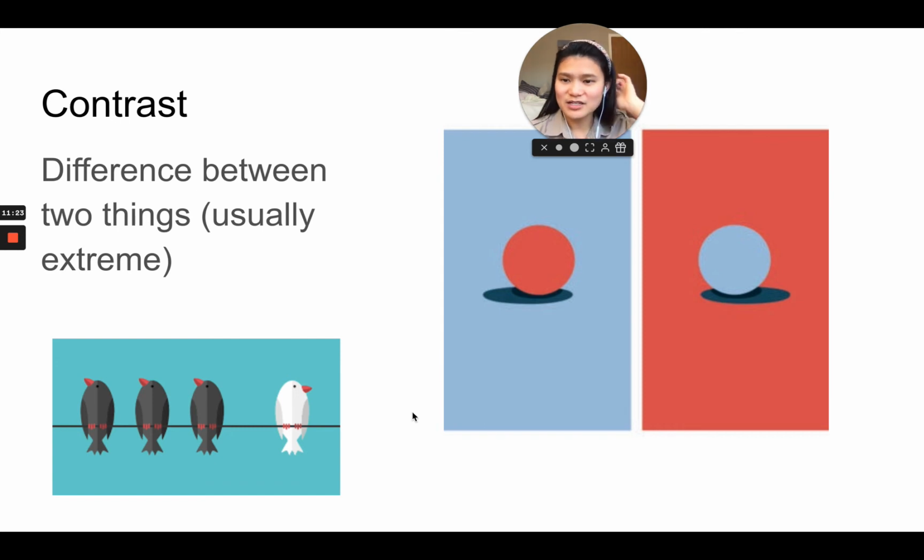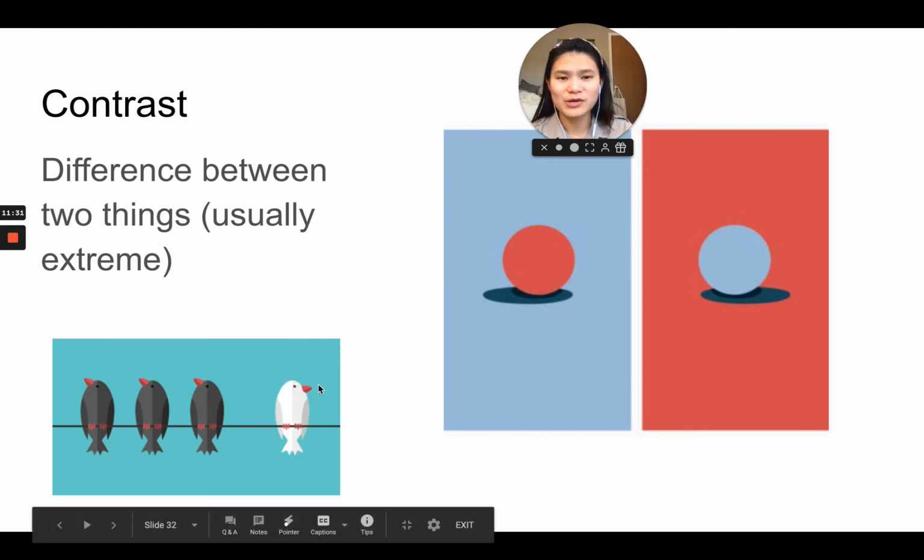And then we have contrast, which is the difference between two things, usually kind of extreme, and it can be used to make a point. Here we have a bird that is different than the rest of the birds, so that is contrast and kind of emphasizes this one specifically.